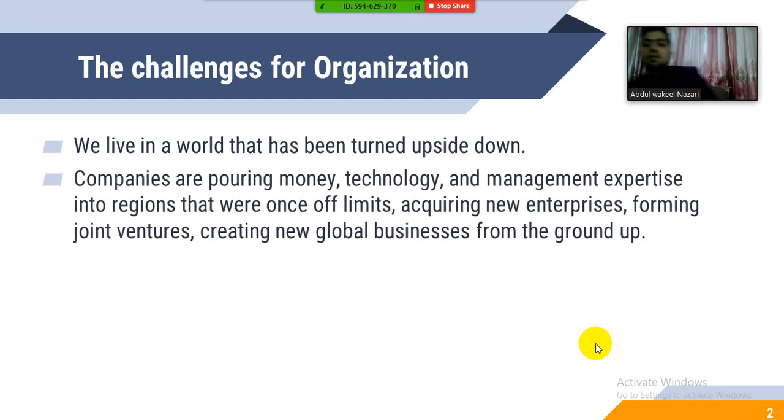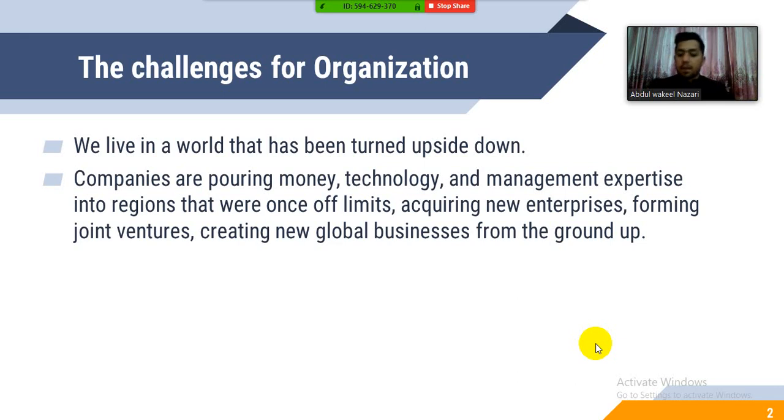If you look at it, companies are pouring money, technology and management expertise into regions that were once off limits, acquiring new enterprises, forming joint ventures, creating a global business from the ground up. Why are companies pouring so much money into technology and management expertise? Why are they going for acquisition of enterprises, forming joint ventures, creating new global businesses from the ground up? For the sake of survival, for the sake of growth, to grab a new market.